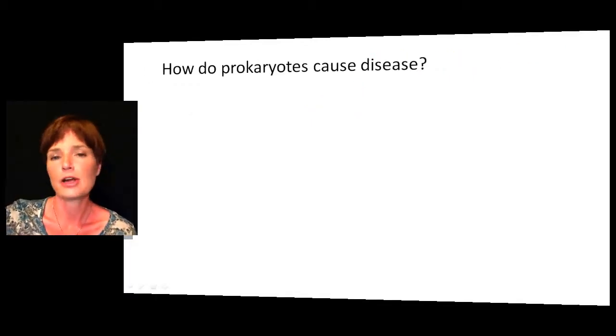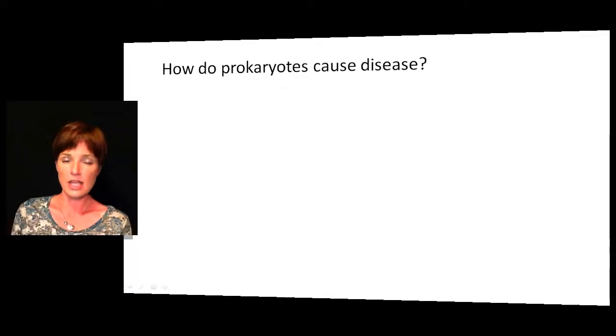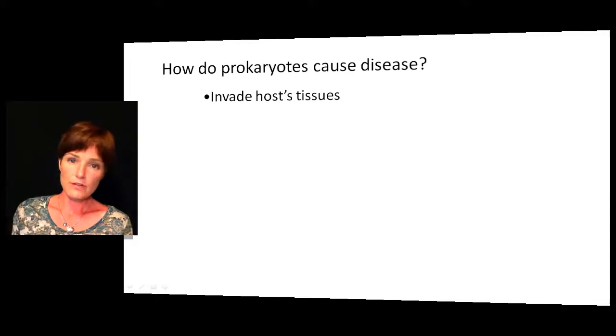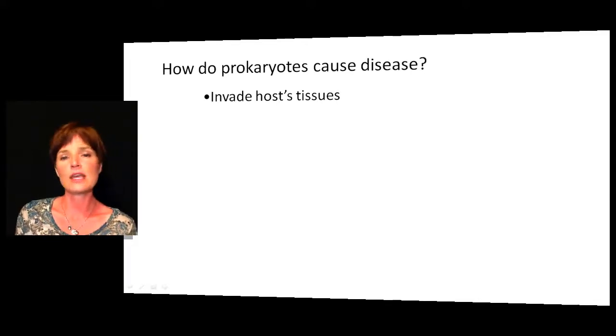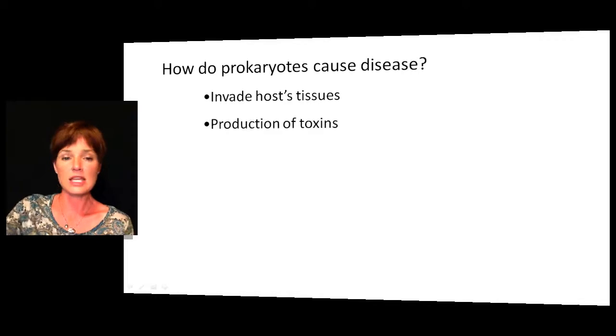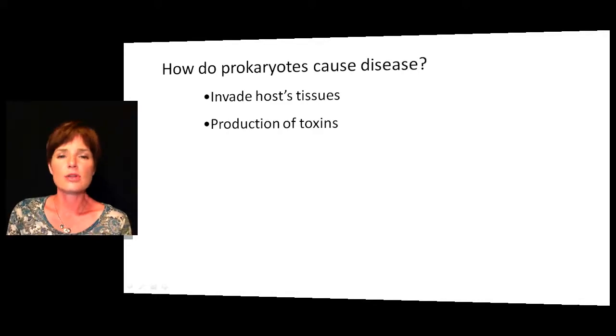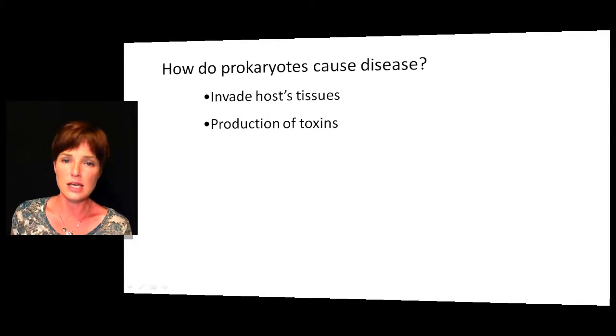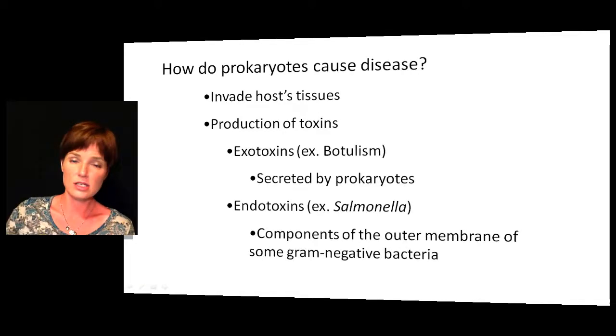So how do prokaryotic cells cause disease? They have a number of different mechanisms that they can use. First off, they can be capable of invading host tissues. So when they invade host tissues, that can cause a problem right away, but it can also cause a problem because they can produce toxins. So they can produce molecules that they secrete that then affect other molecules inside of our cells or inside of our tissues. There's different categories to these toxins.